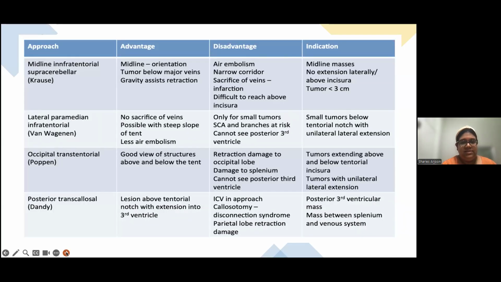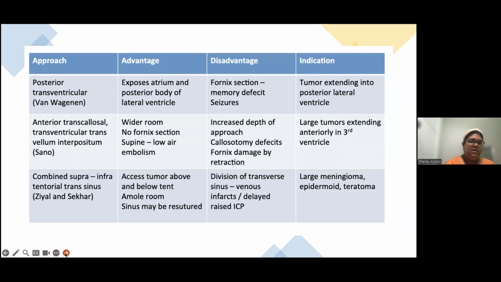So these two tables were just a summary to summarize all the different approaches and highlight the main advantages, disadvantages, and indications based on the location of the tumors. So this could be read in your own time. This brings me to the end of this presentation. Thank you very much.